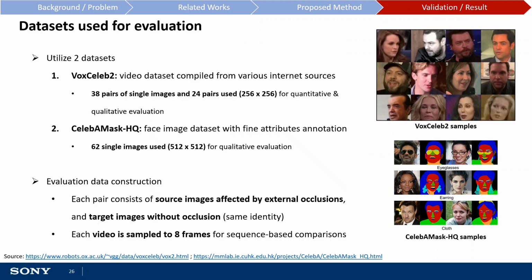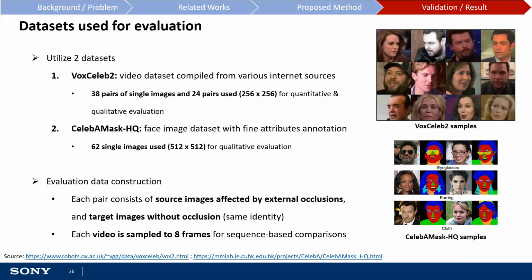For experiments, authors utilize two datasets, VoxelLab2 and CelebA Mask HQ. VoxelLab2 is a diverse video dataset combined from various internet sources. A total of 38 pairs of single images and 24 pairs of videos are used for quantitative and qualitative evaluation, with a resolution of 256 by 256.